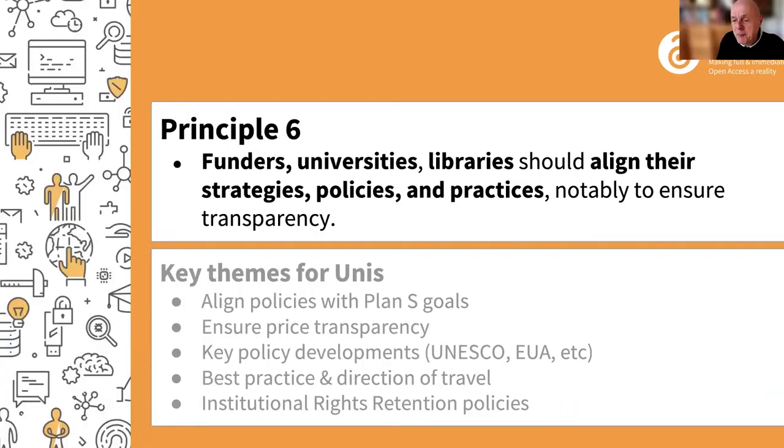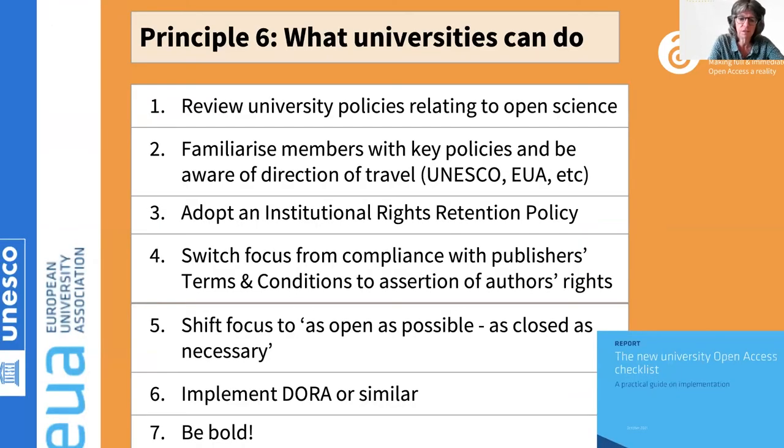Sally, principle six. Principle six is about aligning policies. Coalition S intended alignment with Plan S, and as we shall see later, many organisations across academia are increasingly walking in step with open research strategies and policies, putting researchers and the research they create and also wider society at the forefront of their thinking. So to this end, we suggest institutions, if they haven't done already, review all university strategies and policies relating to open science. To inform thinking, we suggest members of the institution are made aware of and also become familiar with key policies and the direction of travel of open science.